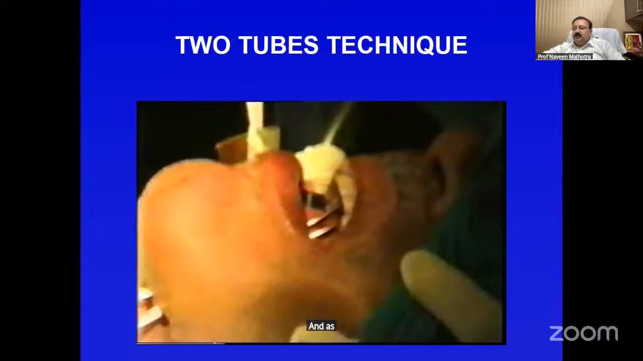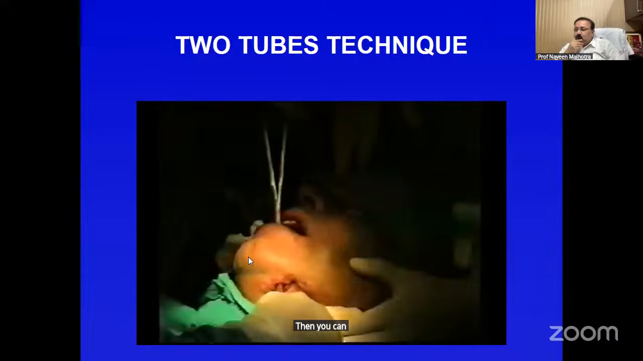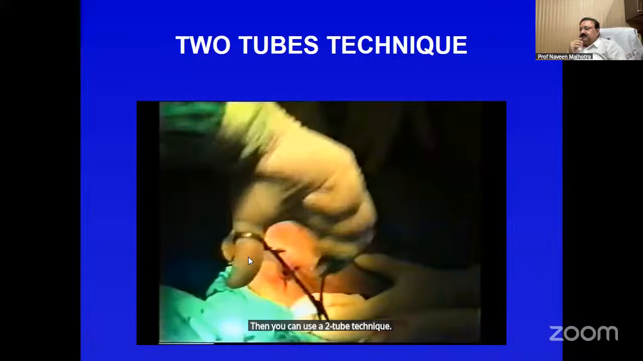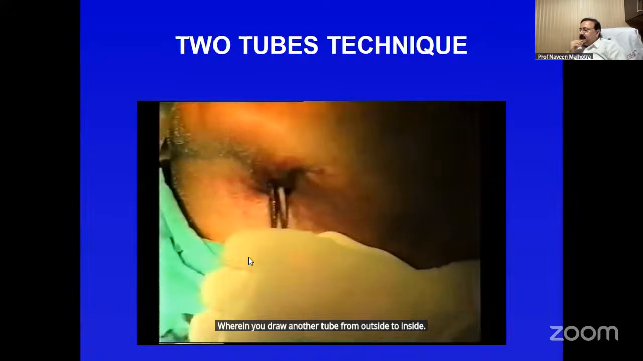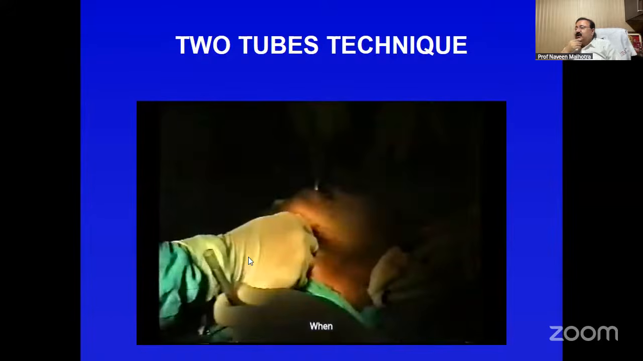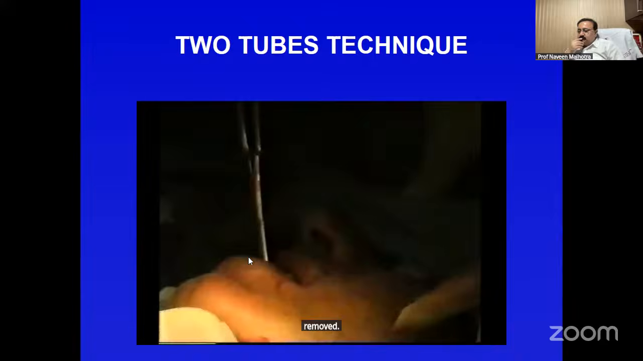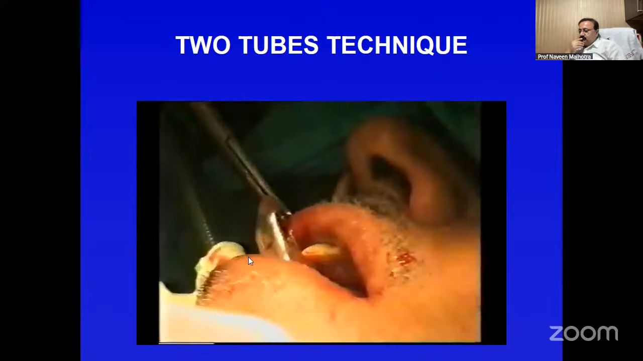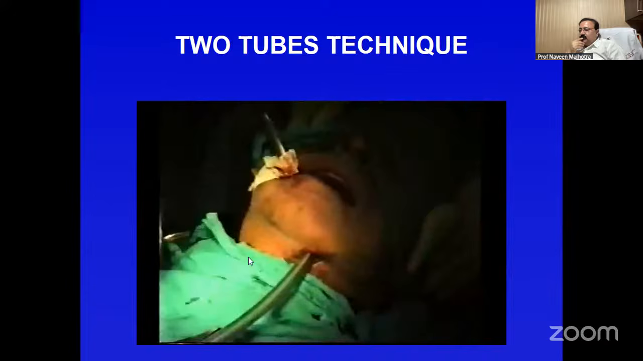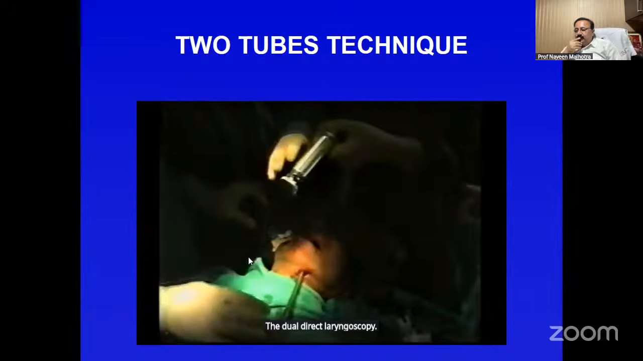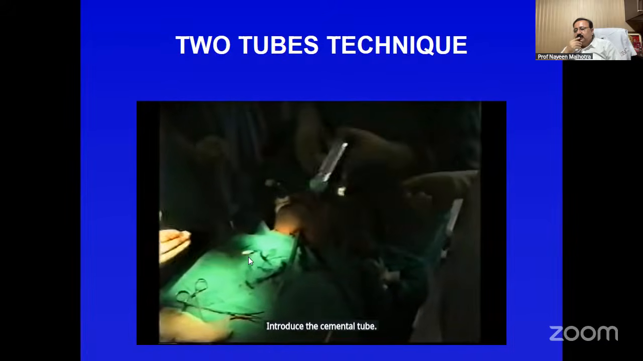And as we discussed, if the tracheal tube connector is not removed, then you can use a two-tube technique wherein you draw another tube from outside to inside, when the tubes were such that the tracheal tube connector could not be removed. Then do a direct laryngoscopy, remove the orotracheal tube and, under vision, introduce the submental tube into the trachea.